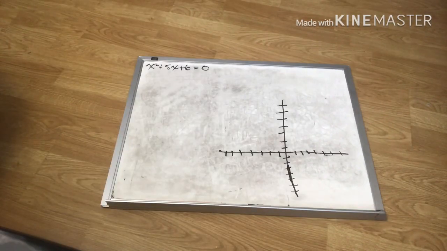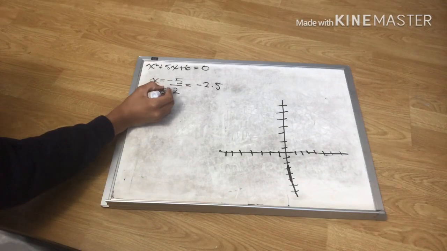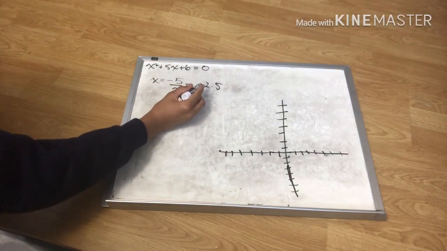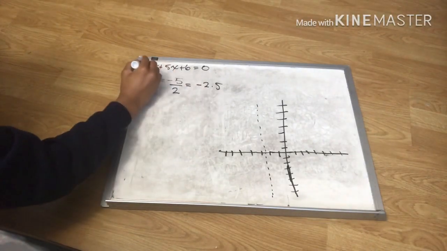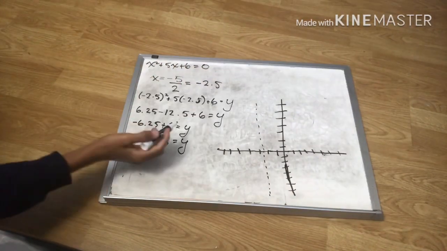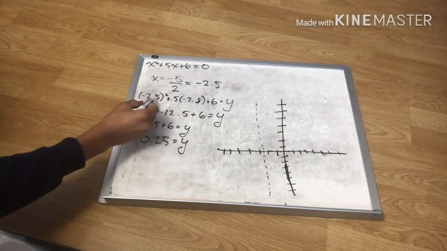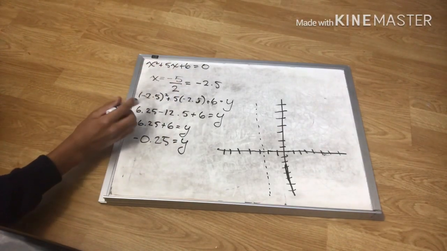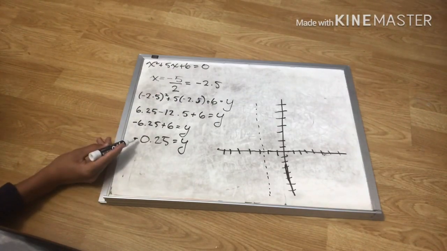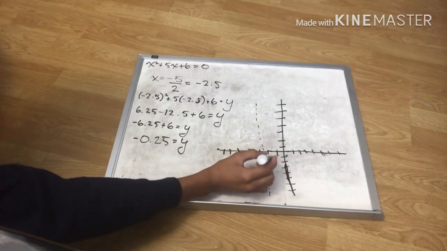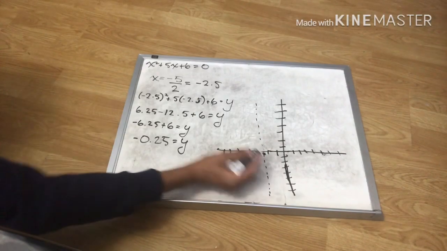So let's first find the vertex. The equation for the vertex is x equals negative b over 2, which is 2.5. It's the axis of symmetry. And now we plug this value into here. So to find the y of the vertex, you set this equation equal to y, and you plug in the x that we found into that equation, and we get negative 0.25. So this is the vertex.